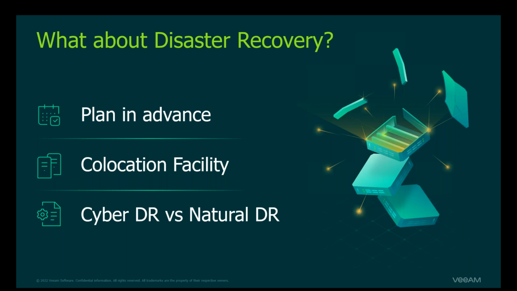Or there could be a natural disaster due to flood, wildfire, snow, wind, or any other situation. Or these days, a natural disaster could be a power grid failure that causes production not to be available. Apart from natural causes, there are situations where ransomware or malware attacks cause cyber DR.